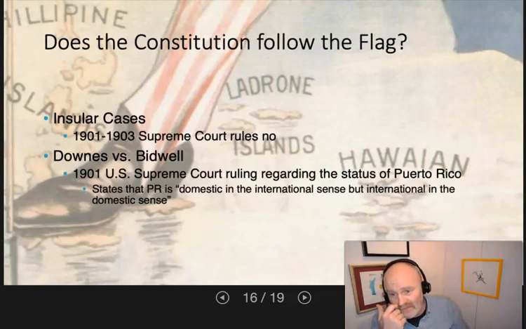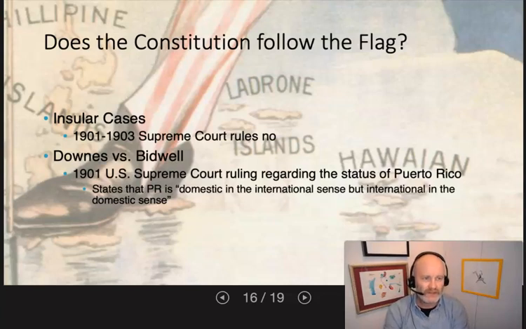Okay, insular cases. Insular like islands. So the Supreme Court hears a bunch of cases in this time period effectively saying, look, when Texas became part of the United States, the Constitution applied. When California became part of the United States, the Constitution applied. When Alaska became part of the United States, the Constitution followed the flag. So is that true for the Philippines now? Is that true for Guam, for Puerto Rico, for Cuba? And this is a debate, and it goes to the Supreme Court in the insular cases, all the different islands.